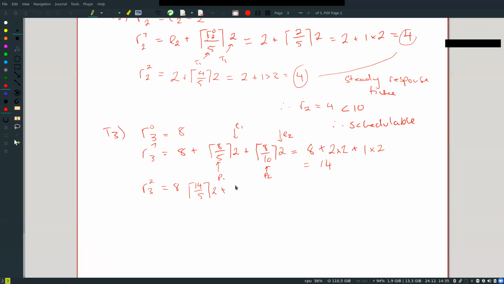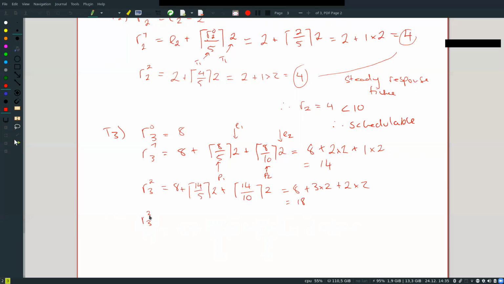2 plus 14 over 10, 2. This gives us, what does this equal? Now we're no longer getting 2, we'll be getting 3. So we're going to have 8 plus 3 times 2 plus, and this here is going to give us 2, now instead of 1, 2 times 2. So this is going to give us 8 plus 6 plus 4. So we're going to get 18.